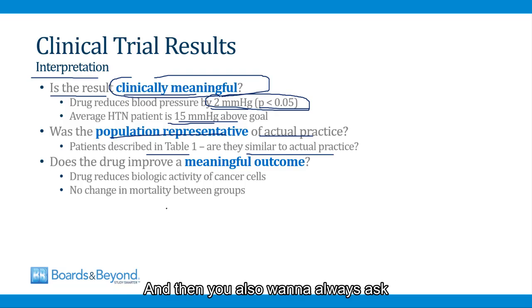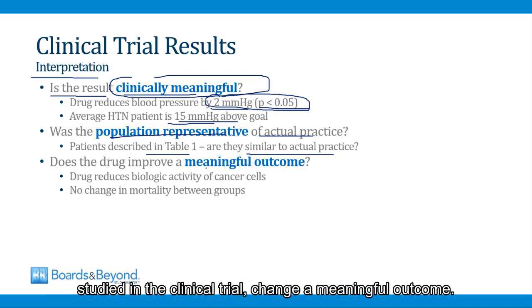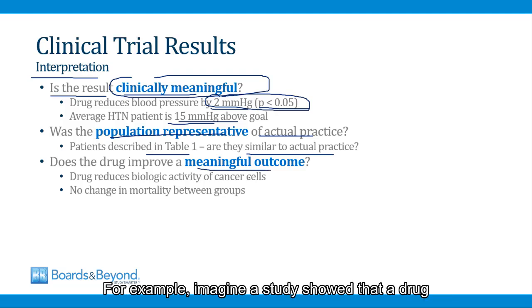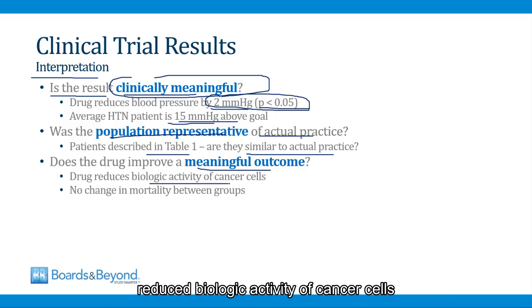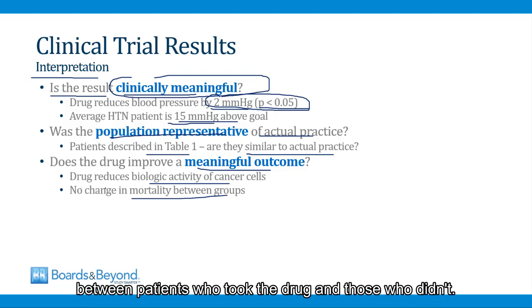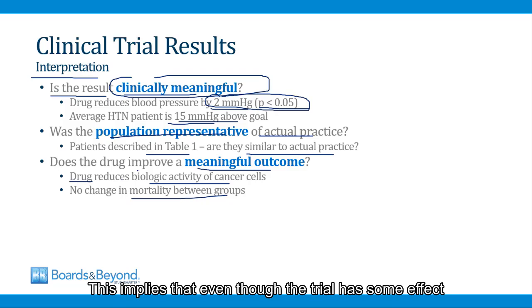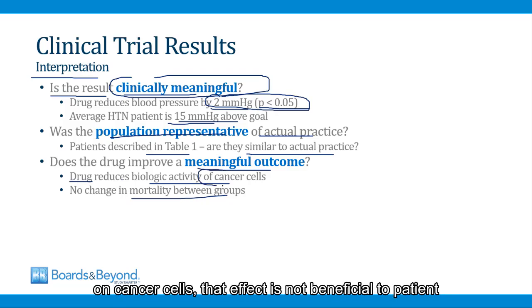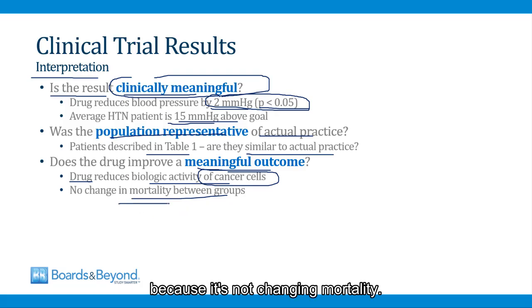And then you also want to always ask, did the drug or the intervention studied in the clinical trial change a meaningful outcome? For example, imagine a study showed that a drug reduced biologic activity of cancer cells, but there was no change in mortality between patients who took the drug and those who didn't. This implies that even though the trial has some effect on cancer cells, that effect is not beneficial to patients because it's not changing mortality. There's something else going on here.